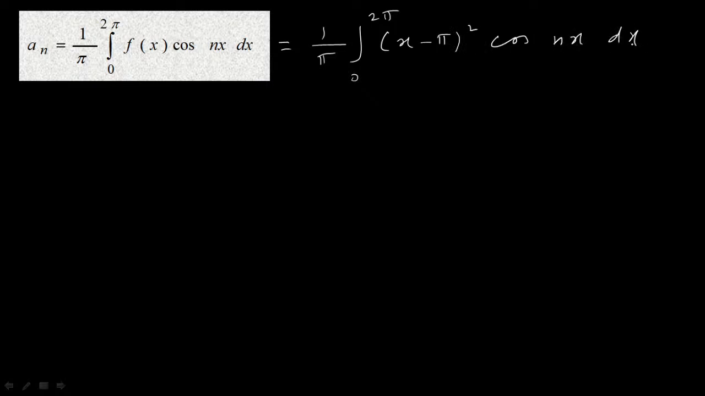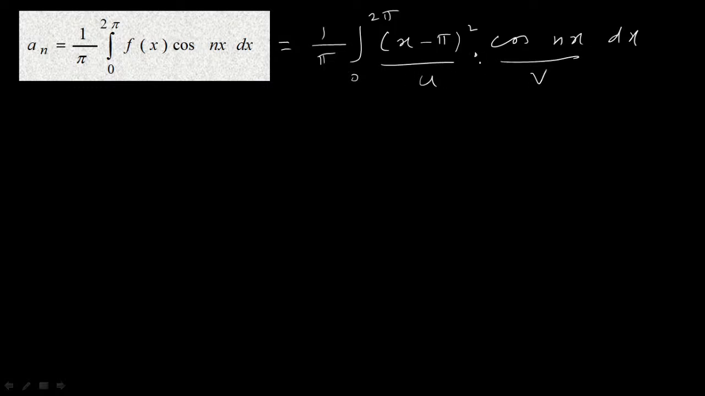Next we calculate the value of an. From equation 3, your an is equal to 1 by pi integral 0 to 2 pi f of x cos nx dx. Okay. Now your f of x is nothing but x minus pi the whole square. Am I right? So it is equal to 1 by pi integral 0 to 2 pi, your f of x is x minus pi the whole square cos nx dx. This is your u and this is your v.